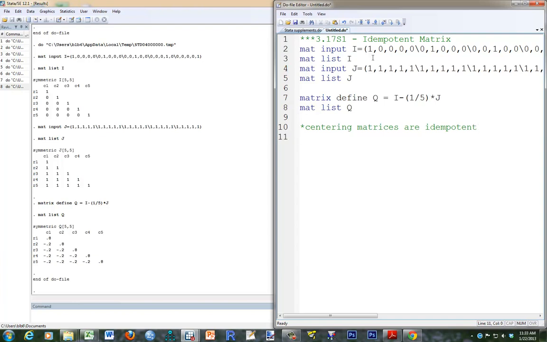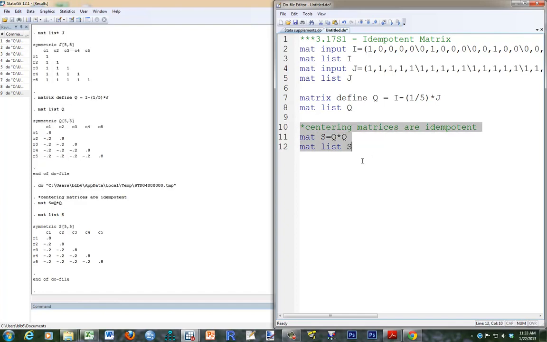And let's demonstrate this. So we can say, let's try S equals Q times Q. And let's look at that. Okay, as you notice, I didn't really put matrix define or matrix input, which you don't really need to, but I created S, which is Q times Q, and what it gave me was Q, in fact. And that's a demonstration that centering matrices are idempotent.